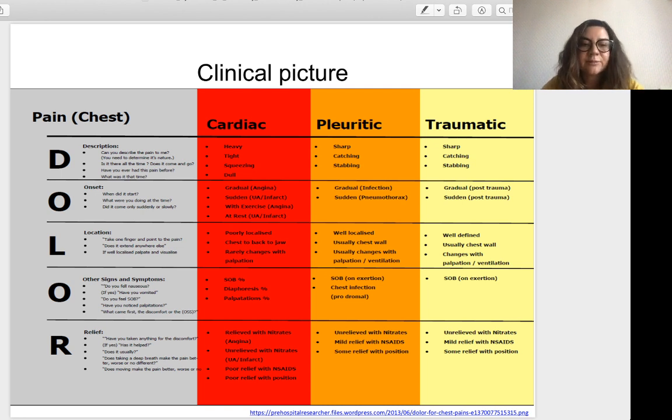Other signs and symptoms can be diaphoresis and palpitations. By relief, it is relieved by nitrates, which is typical for stable angina. It is unrelieved with nitrates, which is typical for unstable angina and infarction. It is poorly relieved with non-steroidal anti-inflammatory drugs, and poorly relieved by position of the body.